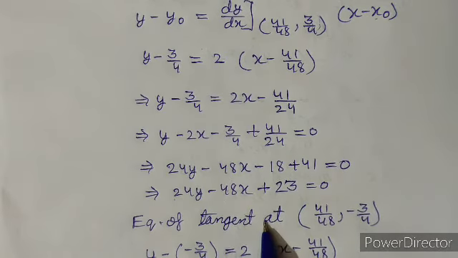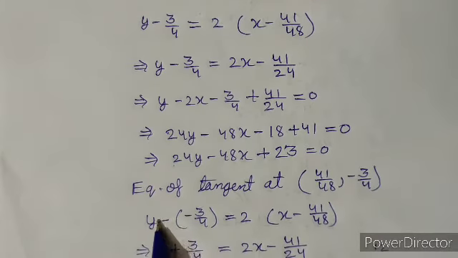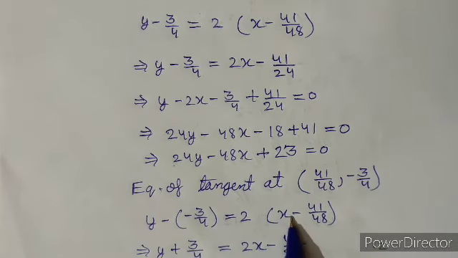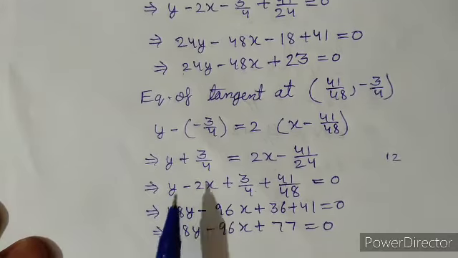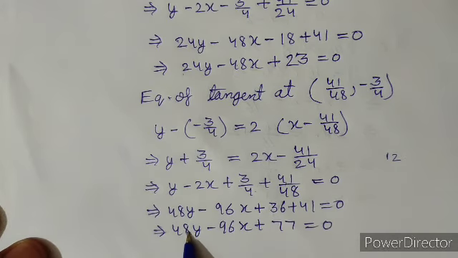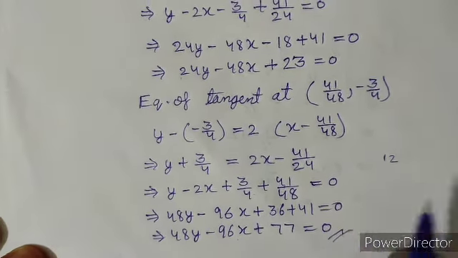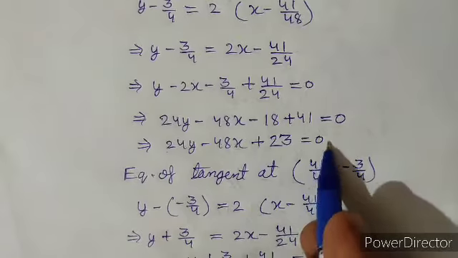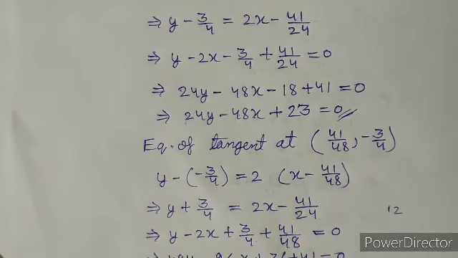Similarly, equation of the tangent at the point 41 by 48 and minus 3 by 4 will be y minus 3 by 4 equal to 2 into x minus 41 by 48, and that on solving will give us 48y minus 96x plus 77 equal to 0. Thus, these are the equations of the tangents satisfying the given question.